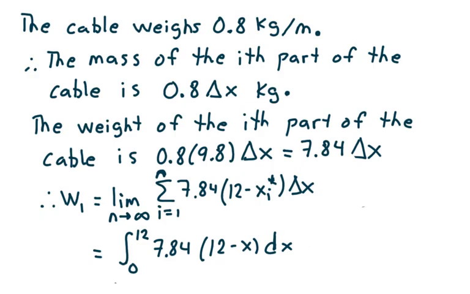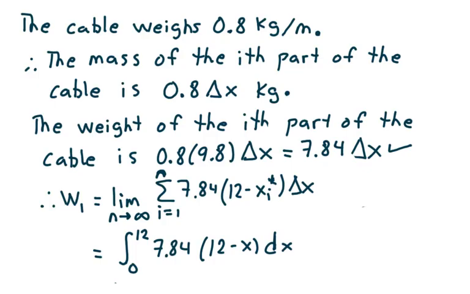The cable weighs 0.8 kilograms per meter. So the mass of the ith part of the cable is 0.8 delta x kilograms. Remember, kilograms is a unit of mass. And so now we're going to convert it to a force. The weight of the ith part of the cable is then 0.8 times 9.8 delta x, which is 7.84 delta x.